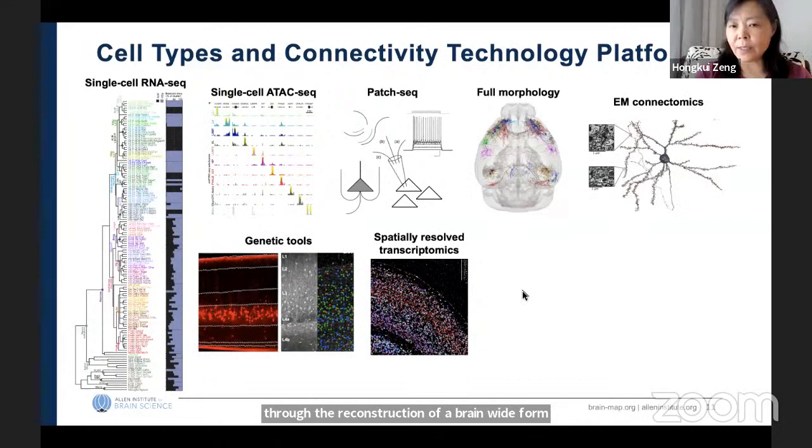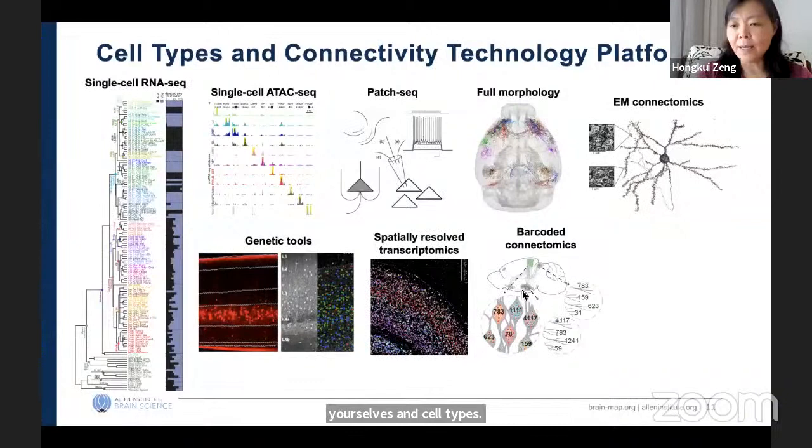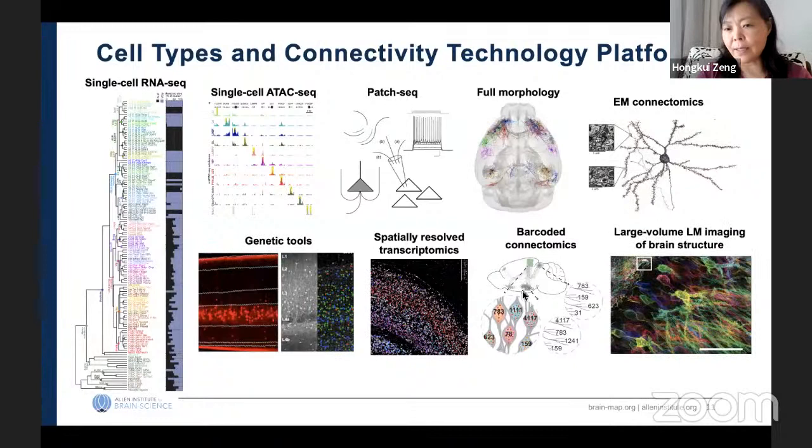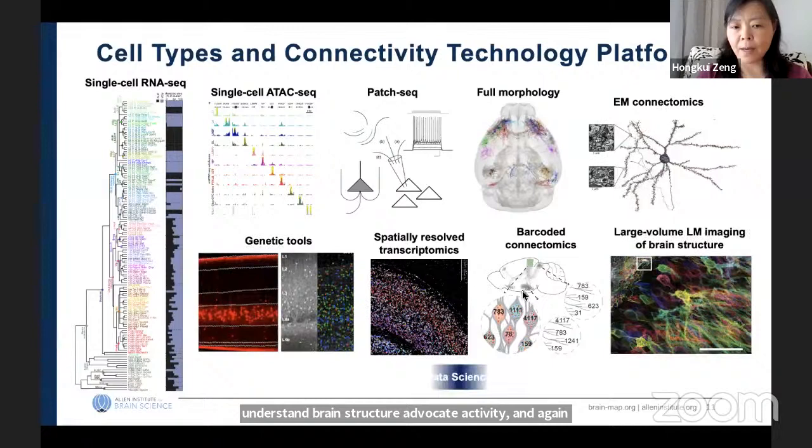We also use the electron microscopy approach to understand the detailed synaptic connections among individual cells and cell types at extremely high resolution. Going forward in the future, we are also establishing next generation technologies, including barcoded connectomics, as well as large-scale light sheet-based microscopy to understand brain structure and connectivity and link all that information with molecular identities.